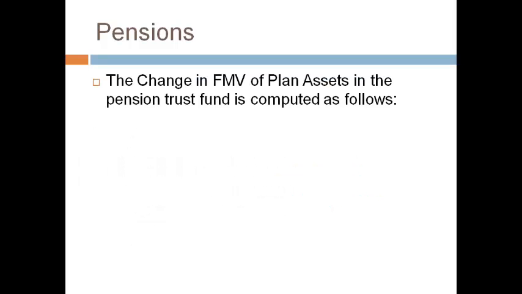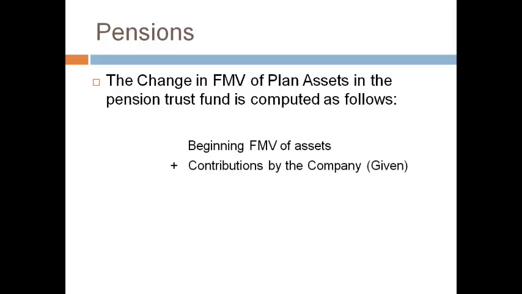The pension trust fund contains the plan assets. The trust fund works just like any other investment account. Beginning comes from the prior year ending balance. The company makes cash contributions to the plan that increase the assets in the trust fund. Payments are made by the trust fund to the retirees.